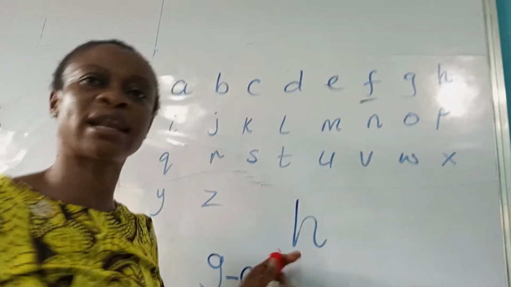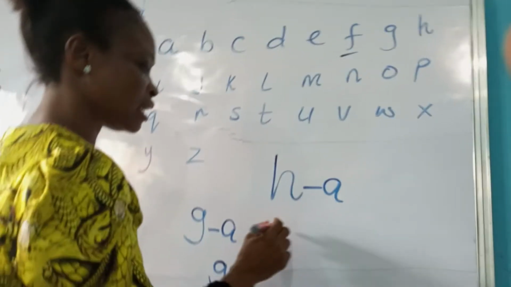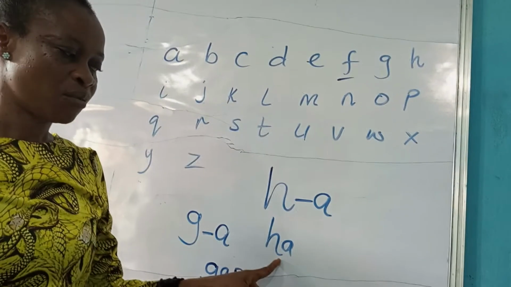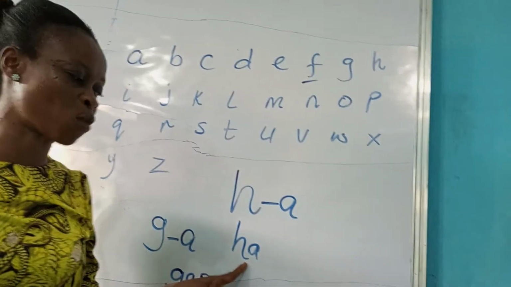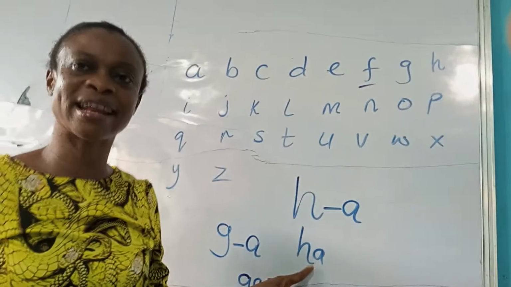H. Consonant letter what? H. Letter A sound A. When we combine the two sounds, we're going to have what? Ha. What did I say? Ha. Again. Ha.